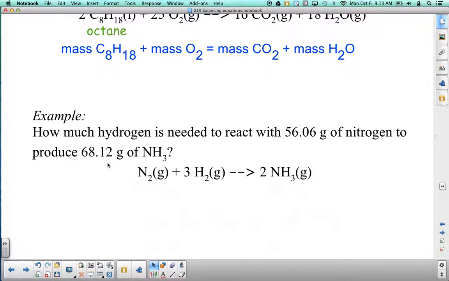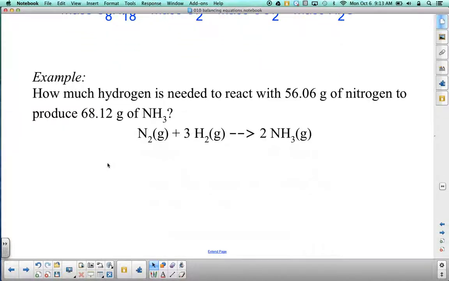This idea can be used to figure out how much of a reactant is needed or how much of a product is produced, provided that you know the masses of all other reactants and products. For example, we can figure out how much hydrogen is needed to react with 56.6 grams of nitrogen to produce 68.12 grams of ammonia. The first thing I'm going to do is write some numbers in underneath my balanced chemical equation so that I can easily see which reactants and products I have information to go with.